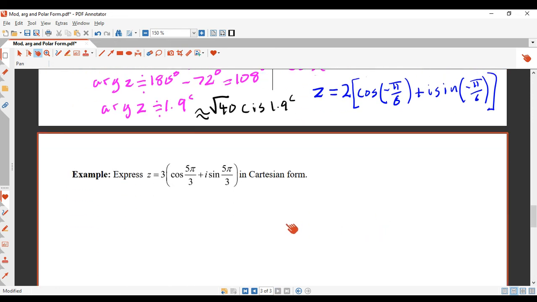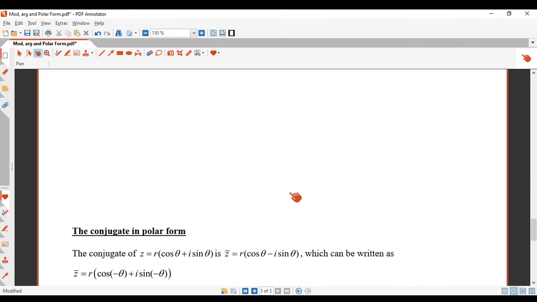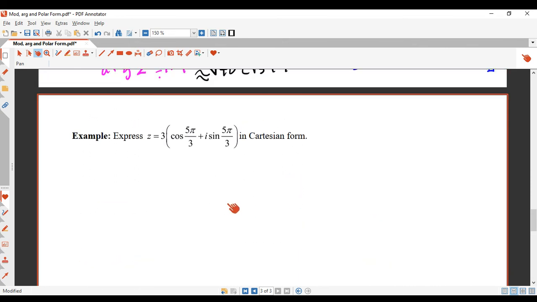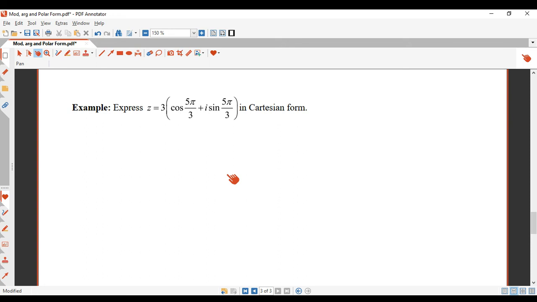Now, last question, I think. Yeah, last question. Got one more proof to do as well. Now, we've got to express this in Cartesian form. Cartesian form, if you remember, is x plus iy form, which means we've got to work out, let me just get rid of that, I'm just going to work out what cosine of 5 pi on 3 is first. So let's do that.